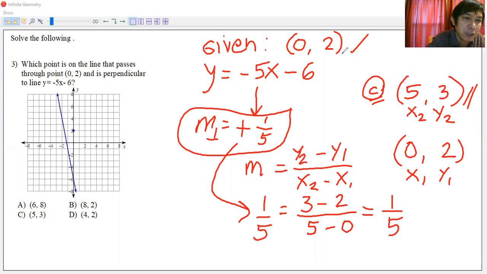And so the answer here is the 5, 3 point. Okay, that goes to our number 3. You can always draw graphically. Okay, you can draw and check the 1/5 there.